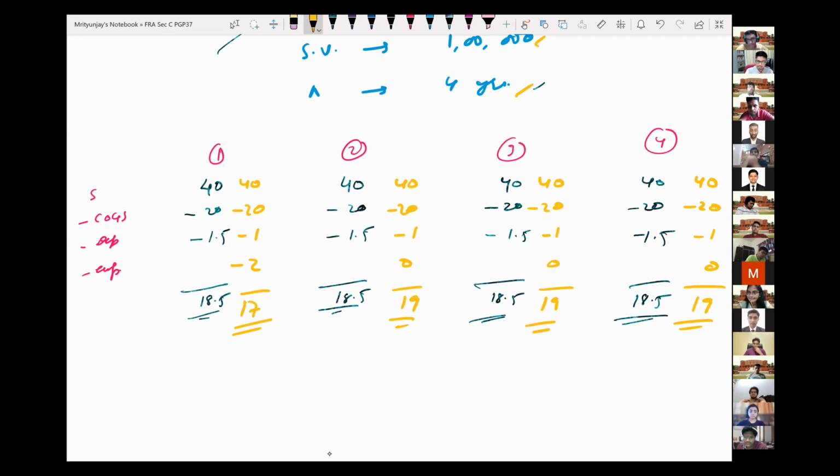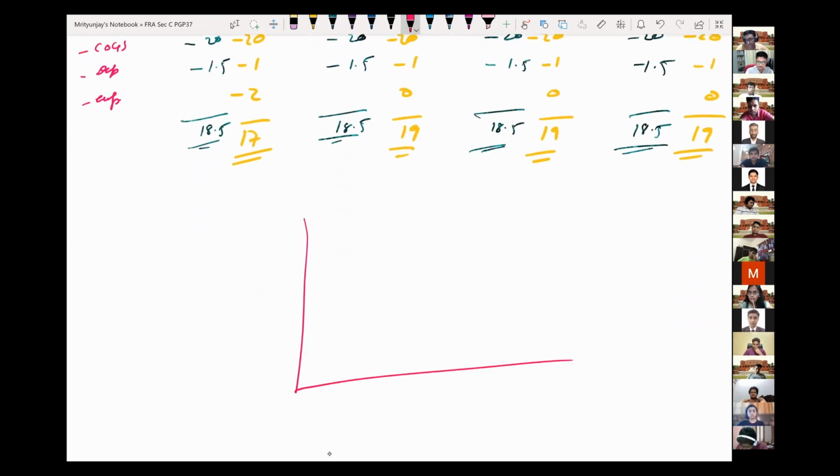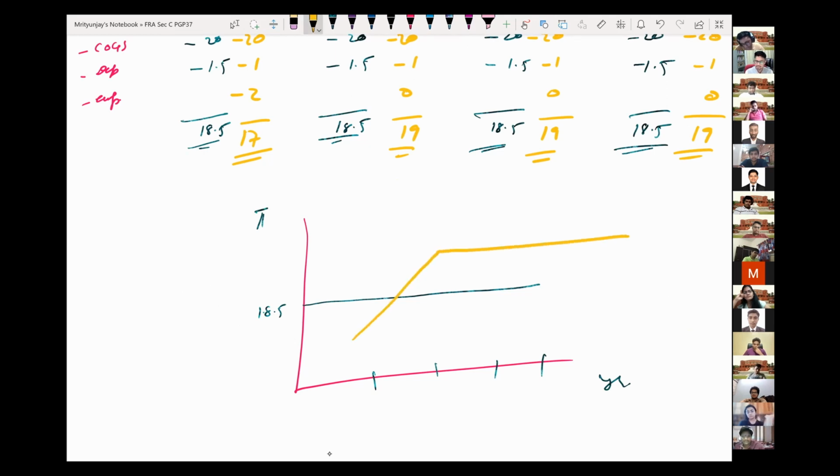So basically, in one case, your profit line is looking something like this. Let me plot the profit figures. In one line, your profit is looking steady at 18.5 lakh, if I'm plotting the year 1, 2, 3, and 4 profit. So on the x-axis, we have years, and on the y-axis, we have profits. But in the second system, you are showing a profit something like this, that it went up and then it stagnated.